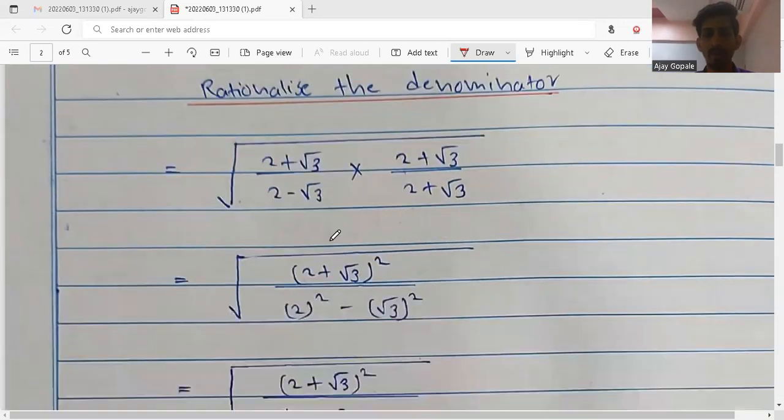And in the denominator we always know that it is in the form of a plus b, a minus b. Both are having same numbers, the only difference is in between sign, plus and minus. So the identity of a plus b and a minus b, that is a square minus b square. A square, that is 2 square, minus root 3, that is root 3 का square, b square. You can mention over here by using a plus b, a minus b, that is a square minus b square.